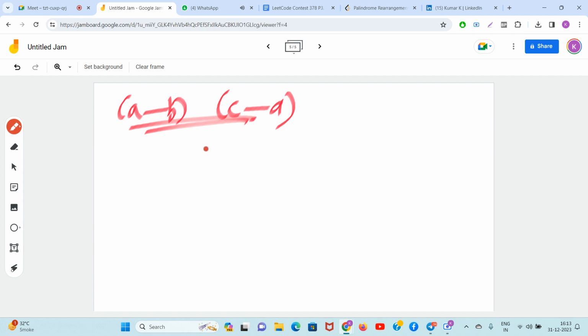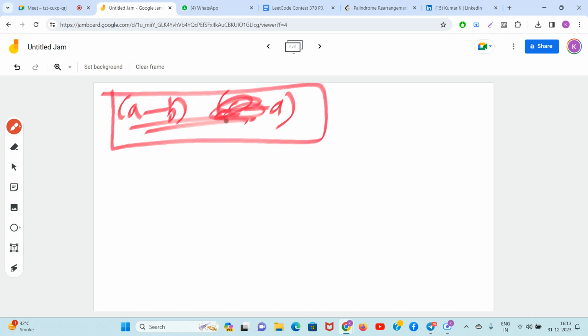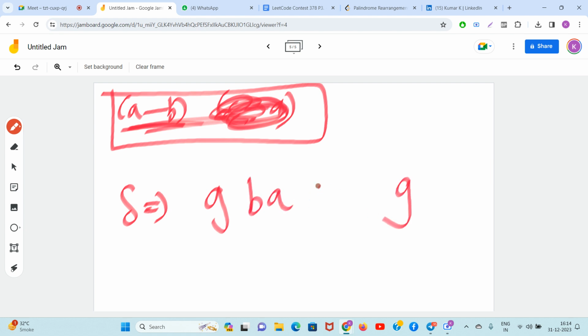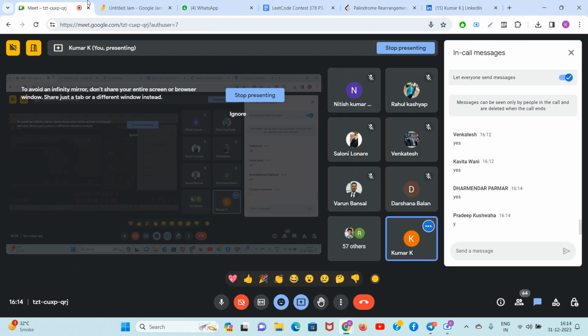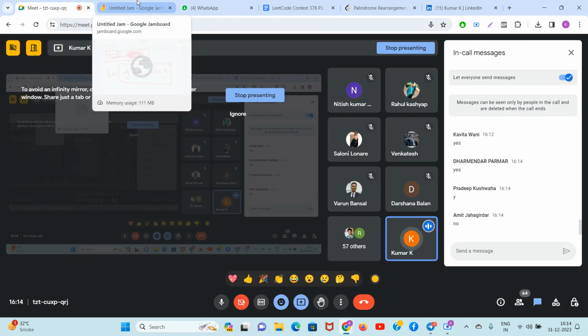Okay? Let's try to make the question a little bit easy. When you think the question is hard, let's try to make it easy. Let's say that we are only given a single range. You can rearrange the characters in that range and the final string should be a palindrome. So guys, let's say your string is like this: G G B A C C B A. Guys, is this a palindrome? Write yes or no in the chat. Be quick. No, it is not a palindrome.